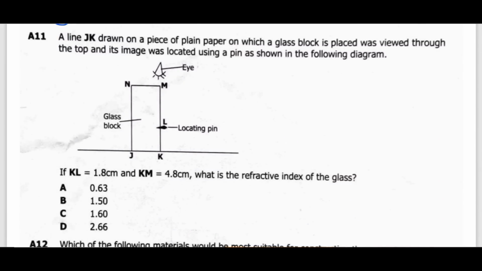A line JK drawn on a piece of plain paper on which a glass block is placed was viewed through the top, and its image was located using a pin as shown in the following diagram. So we have an eye here, and then the line JK. And then we have a glass block, and a pin at L, locating the image. So now what is the question?